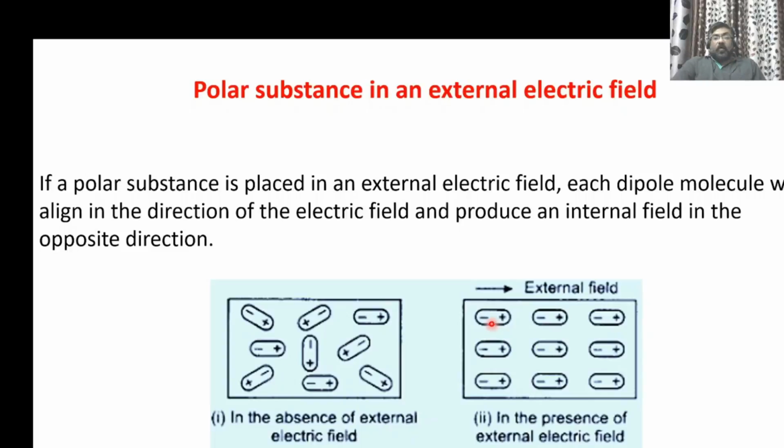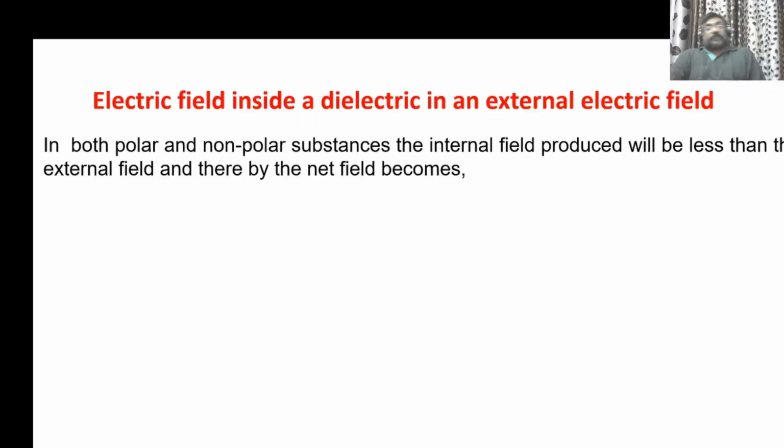But you can see that all these polar molecules will arrange in a particular order, so that this is possessing a dipole moment. So this is the major difference between the behavior of a polar molecule and a non-polar molecule in an external electric field. A non-polar substance becomes polar, and in a polar substance, all the individual molecules will be arranged in a particular order. The electric field inside a dielectric in an external electric field.